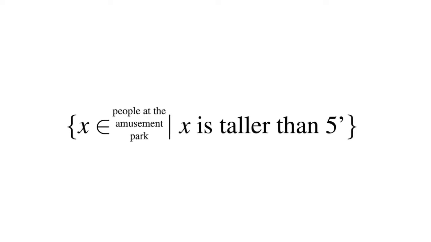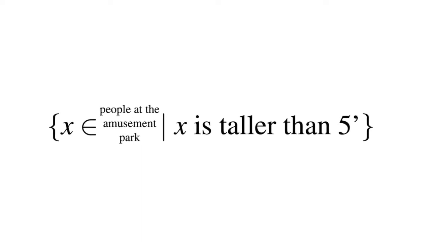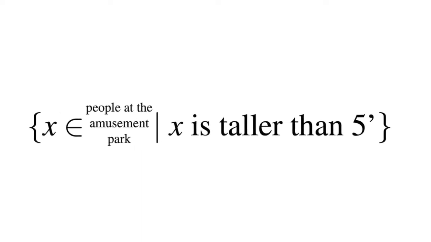Now, usually when we use the set builder notation, we have to specify where the possible elements come from. So for our roller coaster example, we would update our notation by specifying that x has to come from the set of people who are at the amusement park. Now, when we are talking about numbers, we would put our special predefined sets of numbers in this slot. So things like Z, Q, or R.